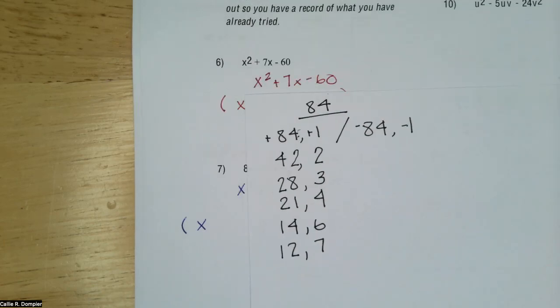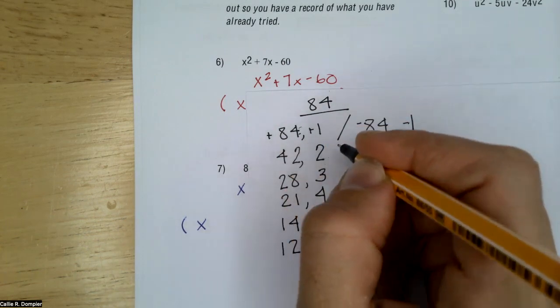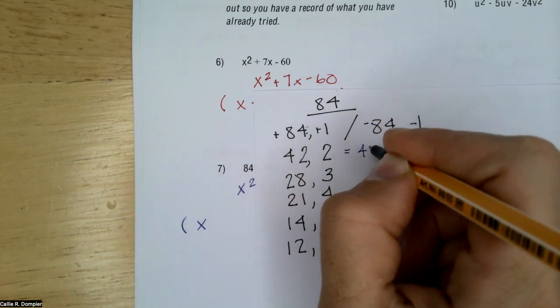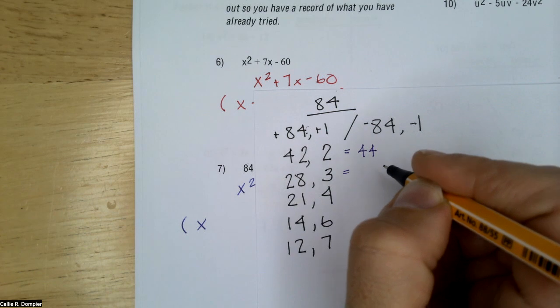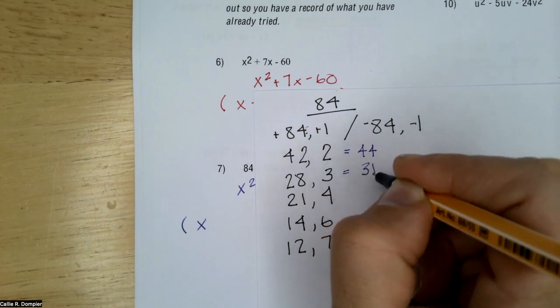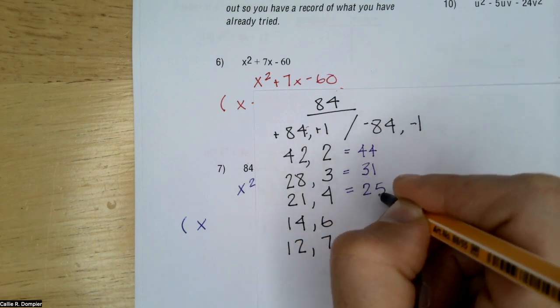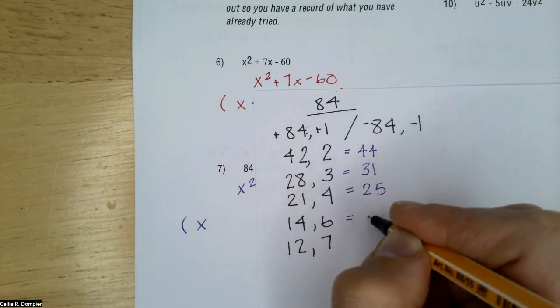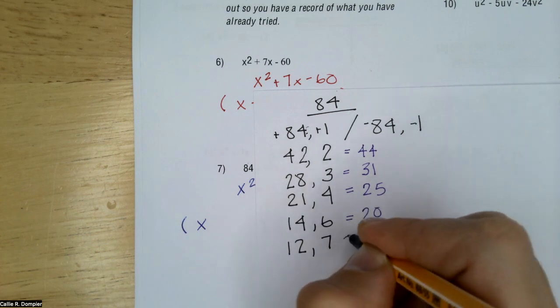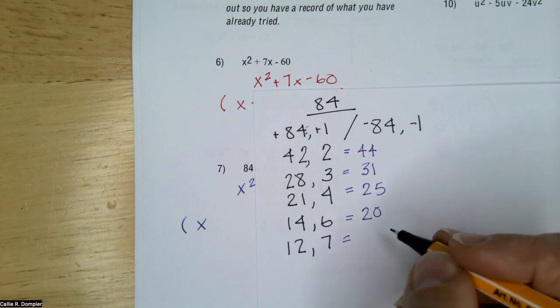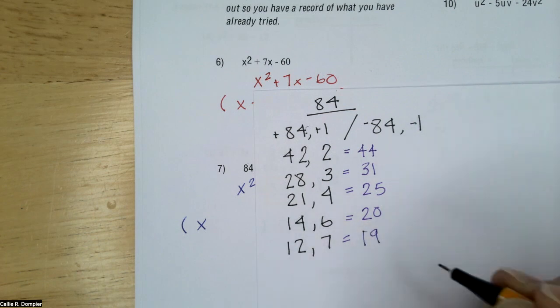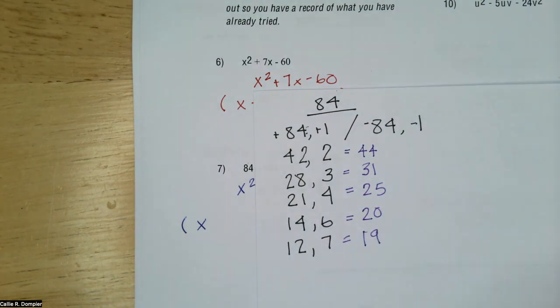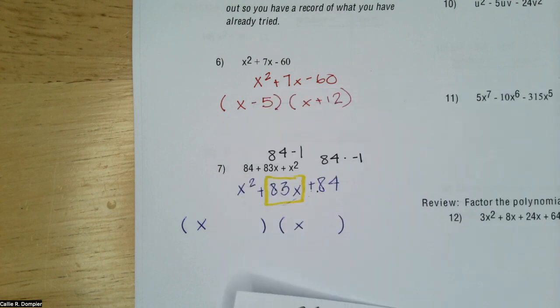Well, you can just add them up along the side. 42 plus 2 is 44. 28 and 3, 31, I think. 21 and 4 is 25. 14 and 6 is 20, and 7 and 12 is 19. None of those add up to 83.